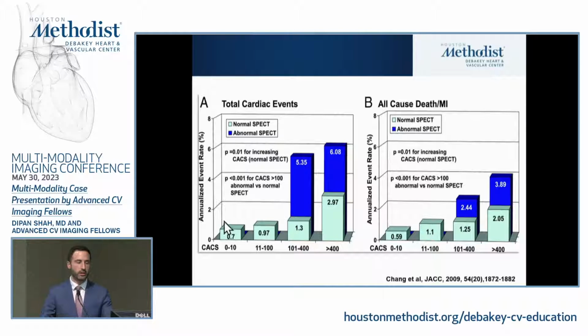And if you compare that to the group with the lowest burden of calcium, 0 to 10, it's still about a 4-fold higher risk. So high calcium, we know, again, has high risk long-term. Multiple studies have shown that. But was there a missed opportunity here that we may have missed some of these tests? In other words, what's the sensitivity and specificity of SPECT in calcium, high calcium score?